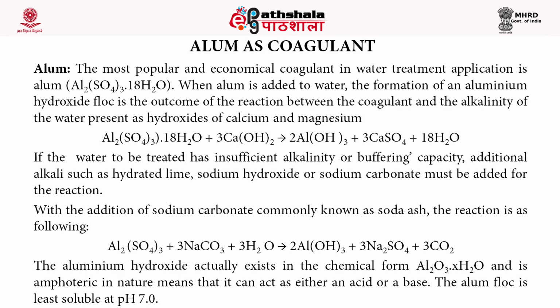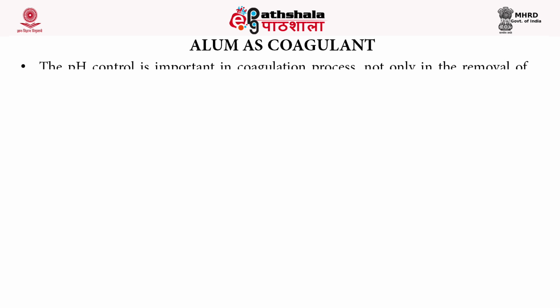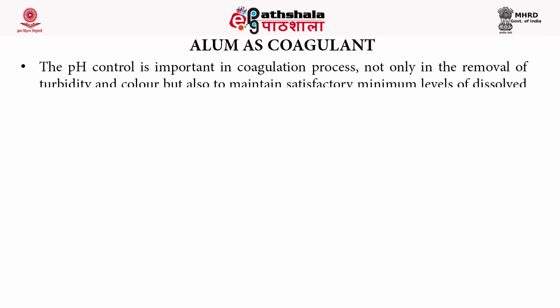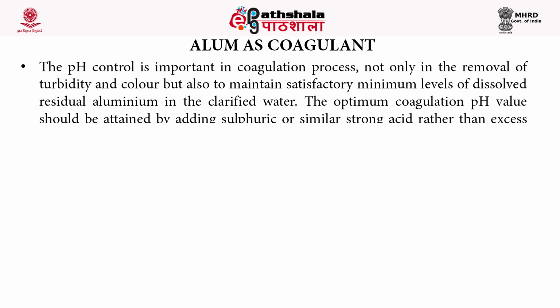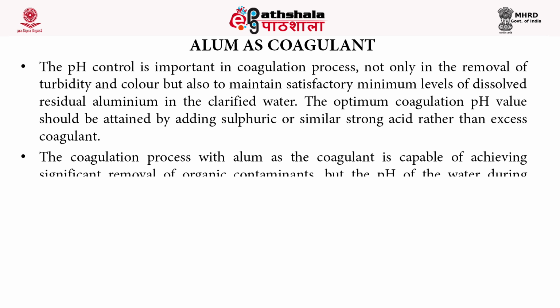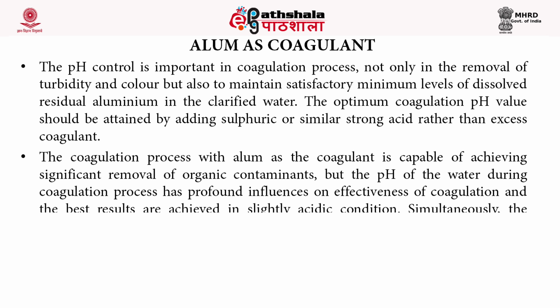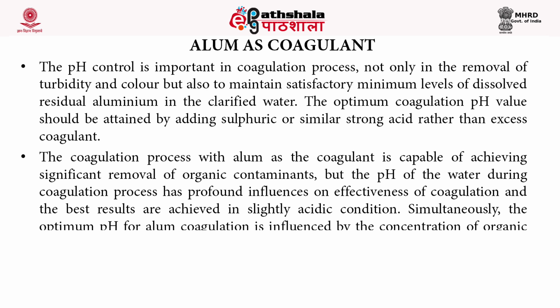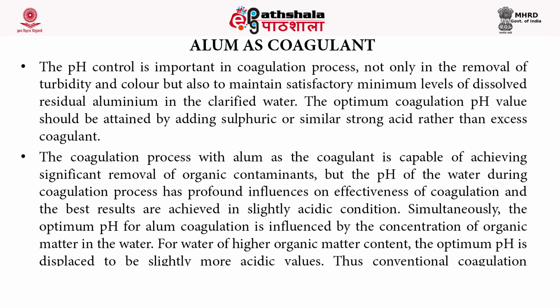The alum floc is least soluble at pH 7. The control of pH is very important in the coagulation process, not only in the removal of turbidity and color, but also to maintain the minimum levels of dissolved residual aluminium in the clarified water. The optimum coagulation pH value should be attained by adding sulfuric acid or a similar strong acid rather than an excess of the coagulant.